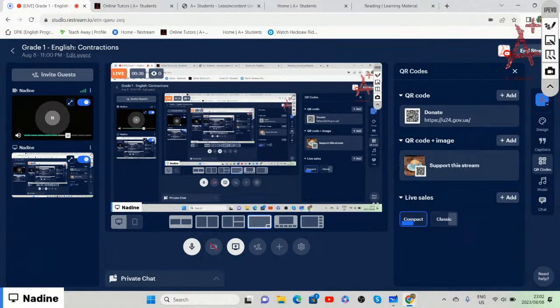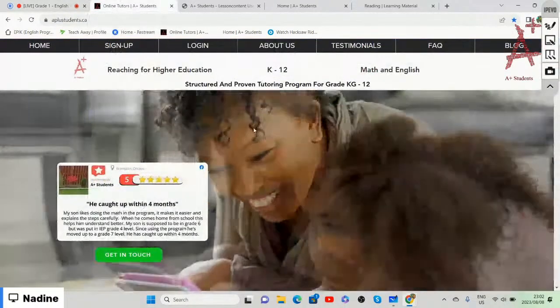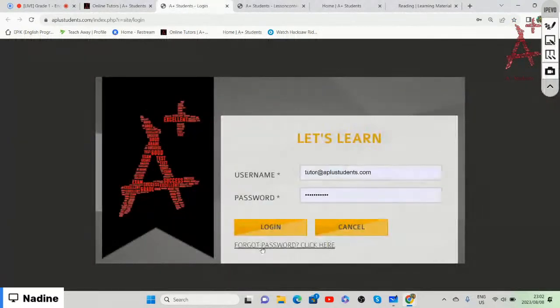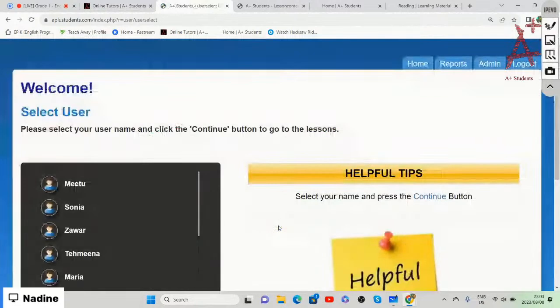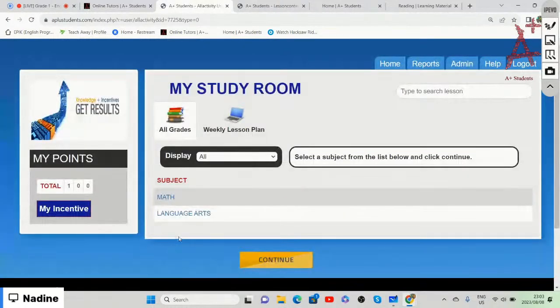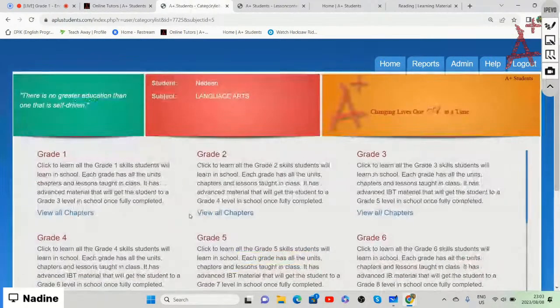Before we start with our grade 1 English lesson on contractions, we are going to log into A Plus Students. We're going to log into aplusstudents.ca. You're going to log in with your username as well as your password. And then we're going to select the subject of language arts, grade 1.